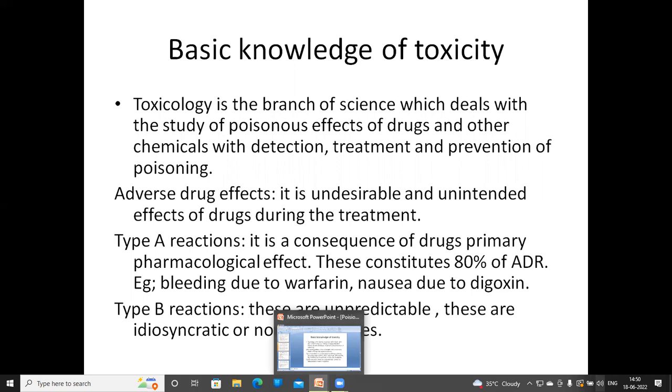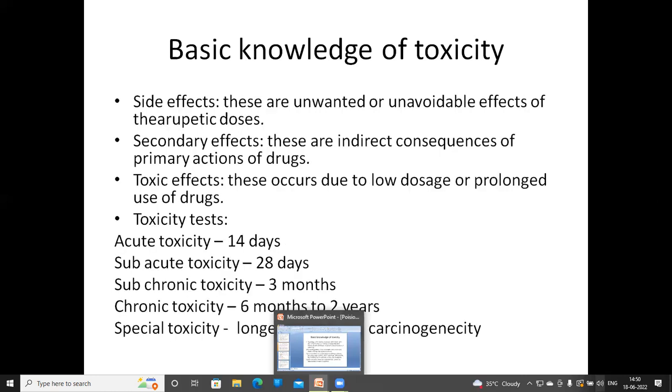This is of two types. It includes type A reactions and type B reactions. Type A reactions are also called predictable reactions. They mainly occur due to the pharmacological effect of the drug, and 80% of adverse drug reactions are type A reactions. Example, bleeding when you take warfarin, nausea when you take digoxin. And type B reactions are totally unpredictable reactions. These are allergic reactions which occur newly when your body responds to the drug. So these are type A and type B reactions.